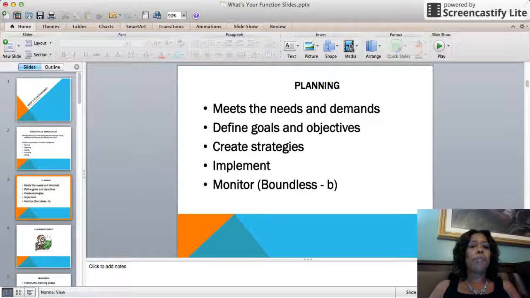First, let's talk about planning. Planning is a management function that matches the needs and demands of a company with the goals and objectives. You also create strategies and implement those strategies, as well as monitor the progress. All of that is involved in planning.